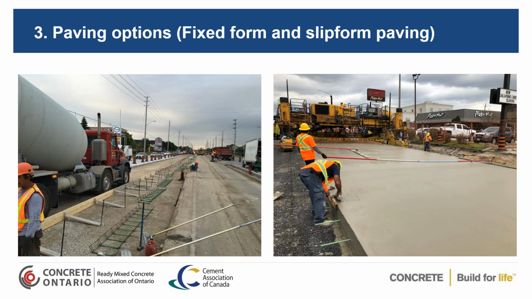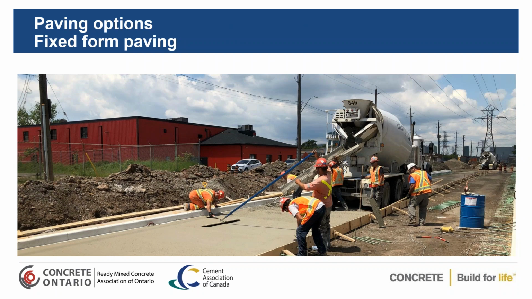So the next one we're going to look at is fixed form paving. So when we're looking at fixed form paving versus slip form paving, we're going to look at fixed form paving first. So when we're doing some fixed form paving, you'll notice here that this time they've used wood as the form. On the left-hand side, you'll see curb and gutter. So that is one edge. And on the right-hand side, you'll see the wood forms that are actually nicely braced.